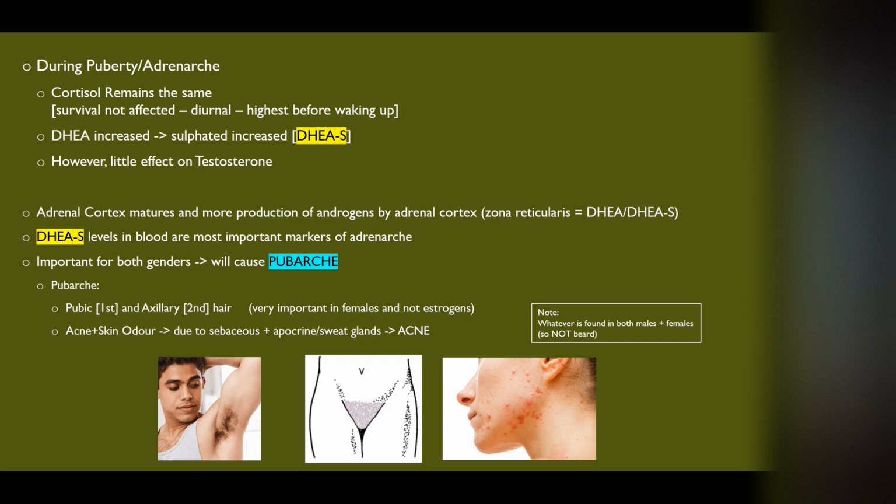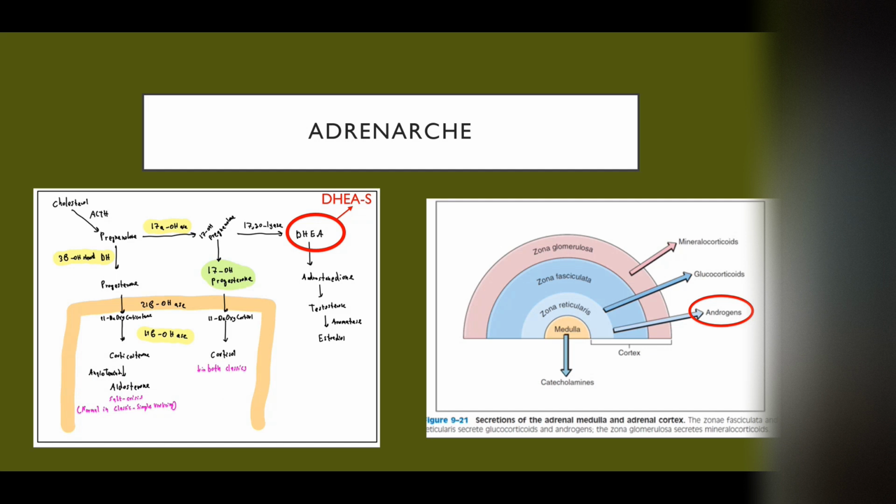How do you measure them? Dehydroepiandrosterone sulfate, okay? And here I have the biochemistry. Remember cholesterol, this is your adrenals. DHEA is going to become your testosterone and estrogens, but at this point it is becoming sulfated. In the beginning of adrenarche, it is becoming sulfated. What is happening is your zona reticularis is maturing, okay? That's it, that's the first axis.